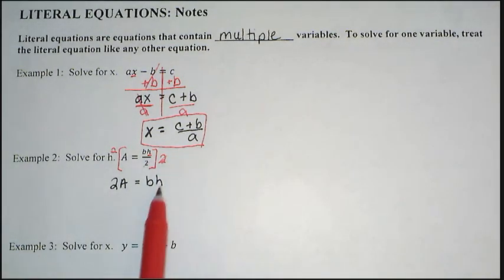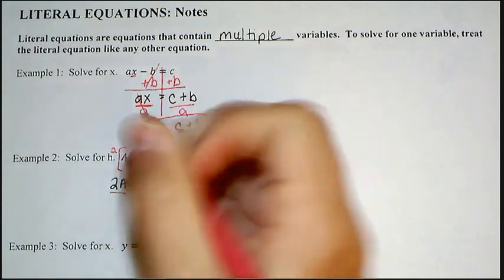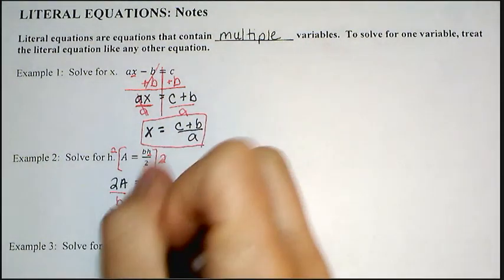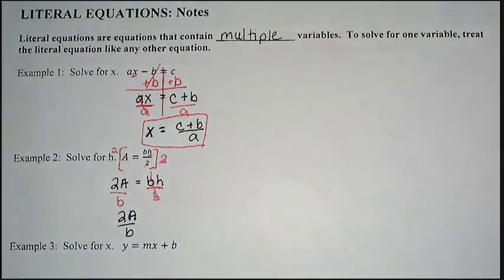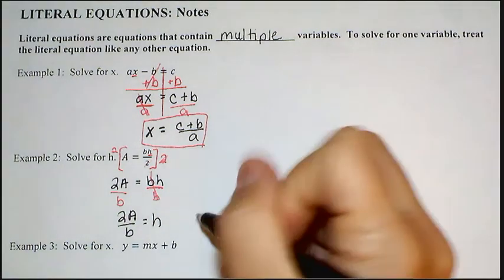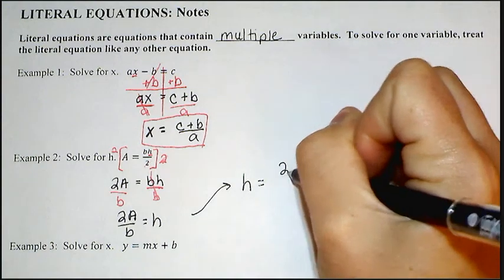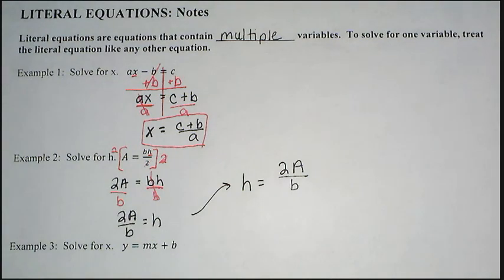Now, h is still being multiplied by b, so that's what I'm going to deal with next. I'm going to divide both sides by b, and then the b's are going to cancel out, so I'm left with 2a over b, or divided by b, equals h. Now, you can leave it like that, or if you want, we can just flip the order around. So I'm going to write h equals 2a over b. That's my final answer for this literal equation.